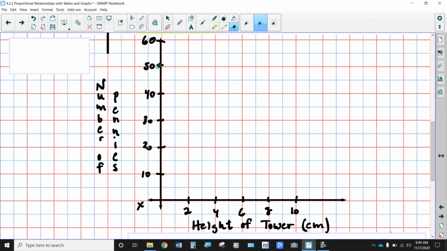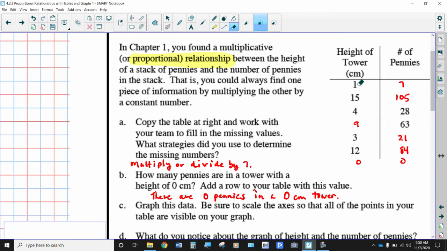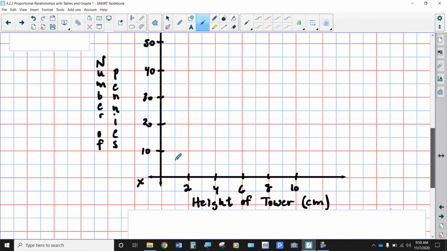So create a graph that looks like this. Your y-axis is going to be representing the number of pennies, and the x-axis should represent the height of the tower. Remember, these are all examples of ordered pairs. So if you take this data right here, 1, 7, that's going to be equivalent to an ordered pair of 1, 7, where x is the height of the tower and y is the number of pennies. And so you would come down to the graph, and 1 and 7 is going to be approximately right there. And then we can label that.